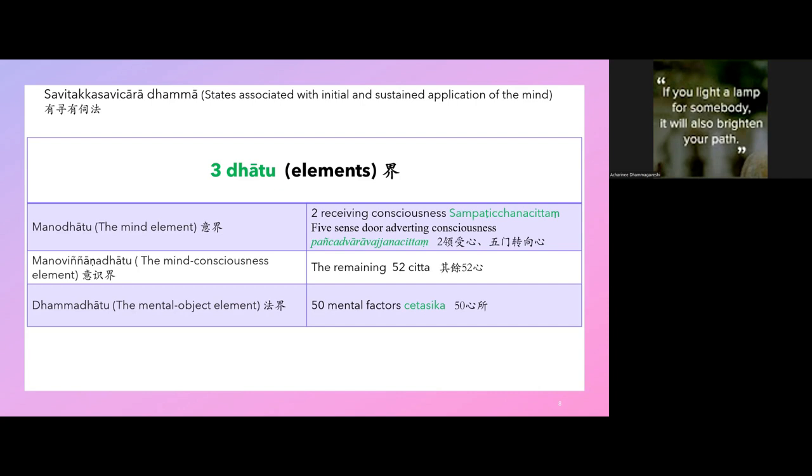And the remaining 52 citta: we had 55 savitakkasavicārā consciousness, and when you deduct the 3 that went into mano dhātu, we are left with 52. Those are classified under mano viññāṇa dhātu. And the 50 mental factors are classified under dhamma dhātu.